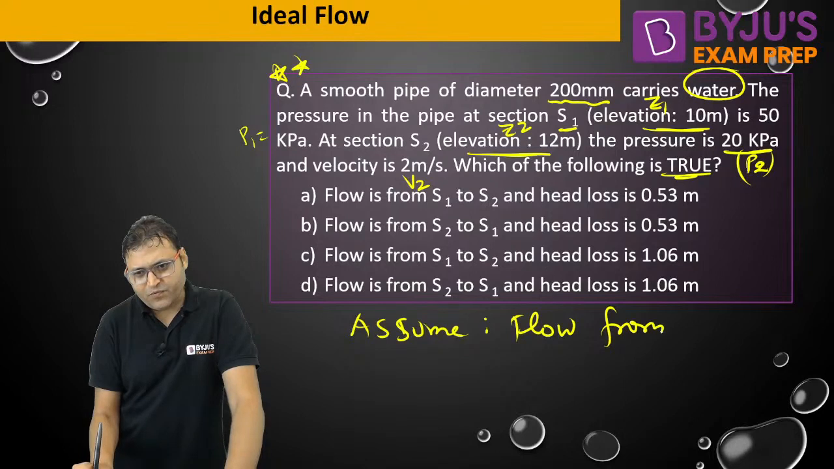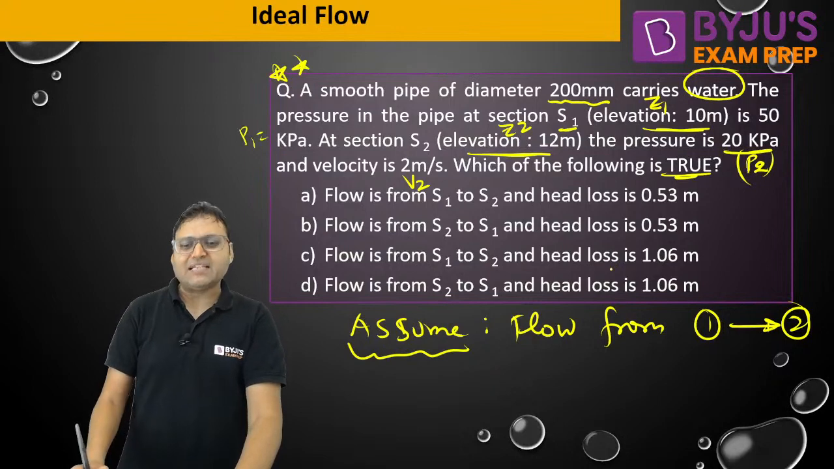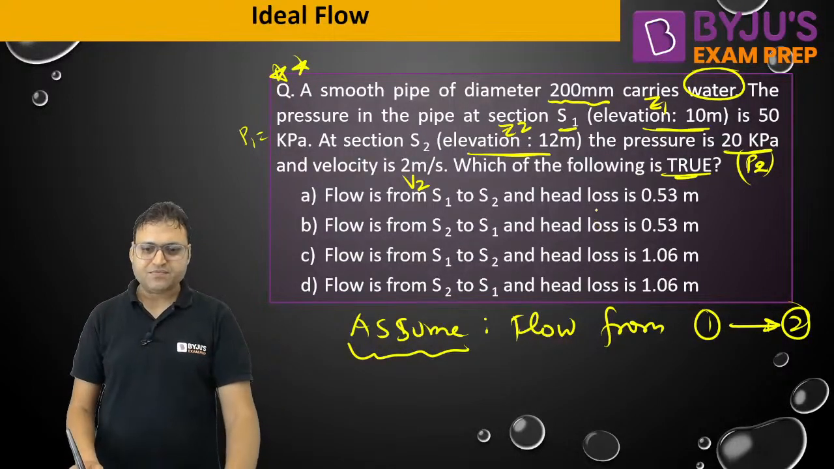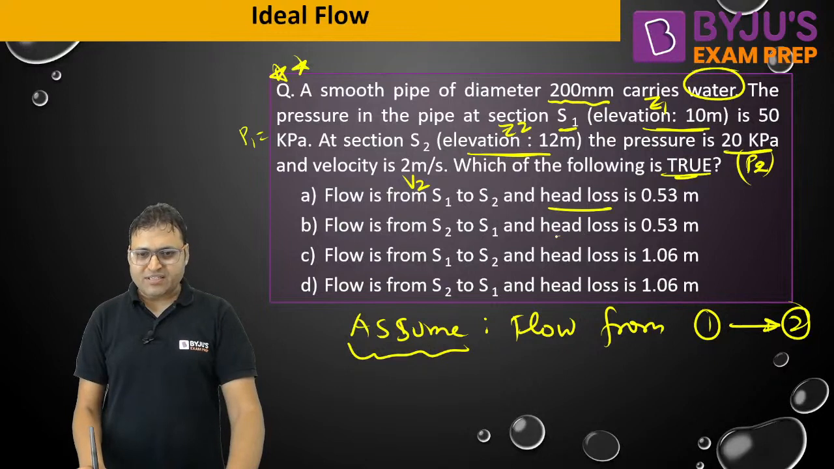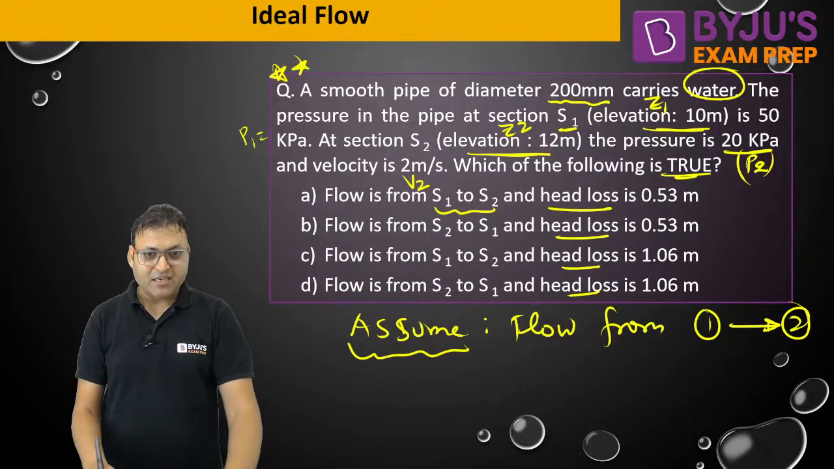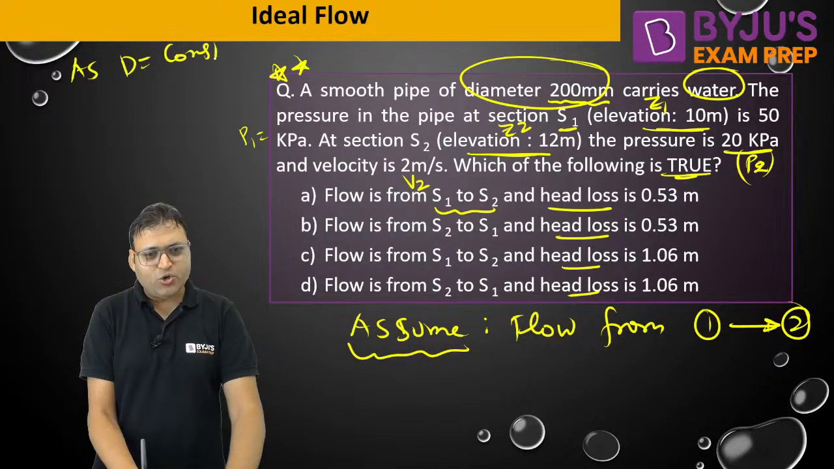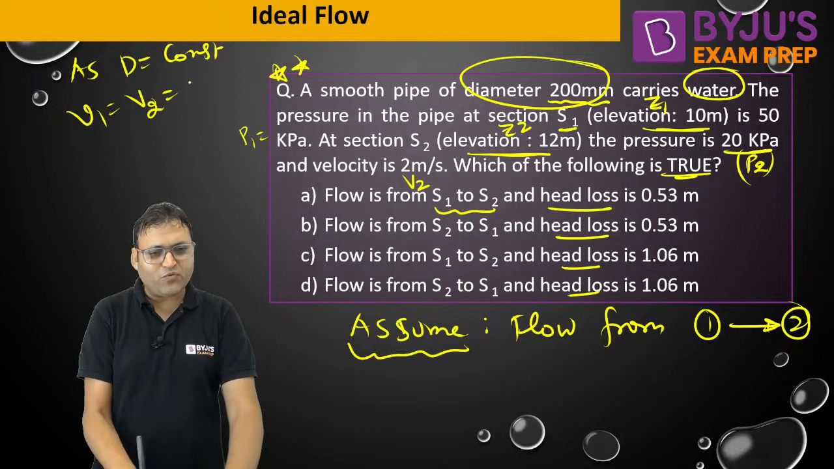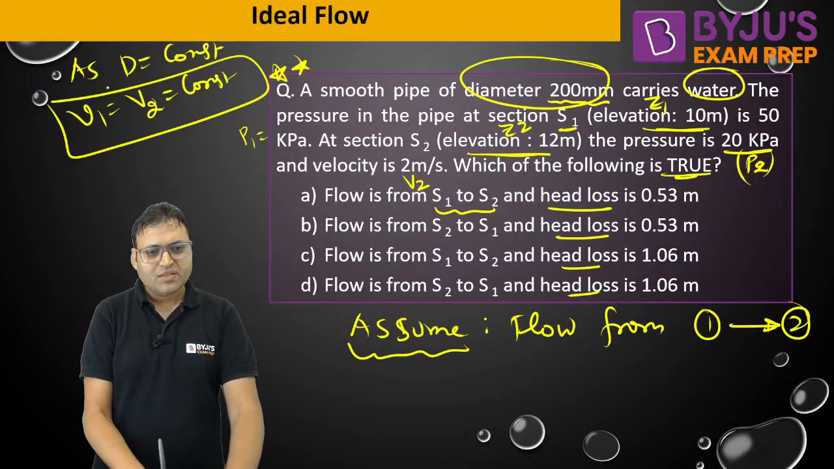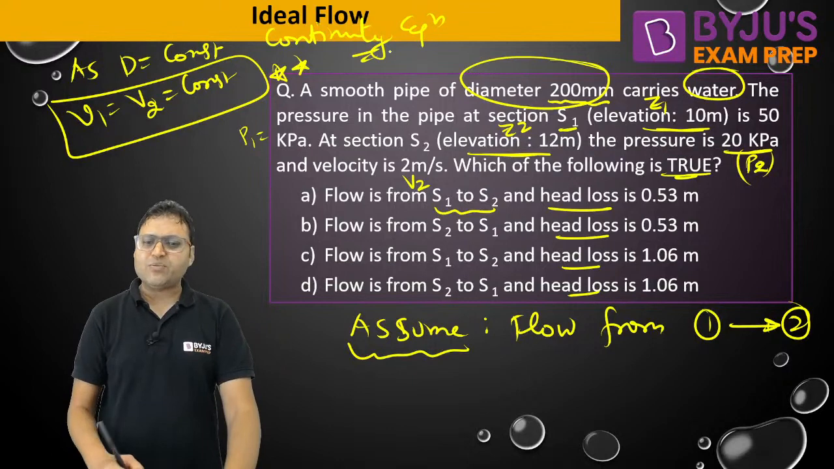If I assume flow from 1 to 2, that is my assumption, and accordingly I will write the Bernoulli energy conservation equation using the head loss, because the question is in two parts. One is to find out the direction of the flow, another is to find out the energy head loss, right? Because the pipe is having constant diameter, do you agree velocity V1 is equal to V2? That is the continuity equation. So if V2 is given as 2 meter per second, V1 will also be 2 meter per second.